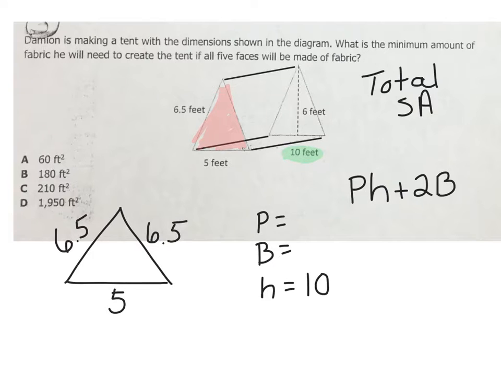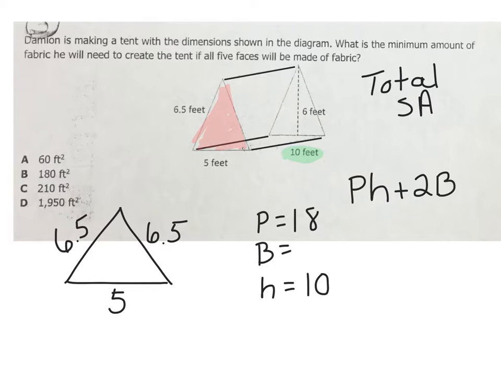So now we can find our perimeter of the base. Just add those up. 6.5 plus 6.5 plus 5. We get 18. And now the area of the base.